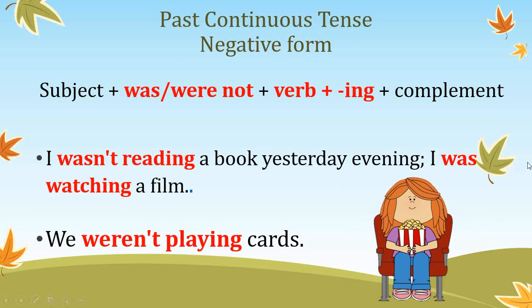And we have two sentences in past continuous. Okay, for the second sentence, we have we weren't playing cards. We have the subject, the verb to be, and the particle not, contracted. We weren't, and the verb with the ing ending.